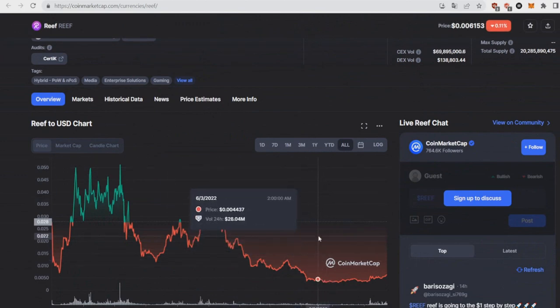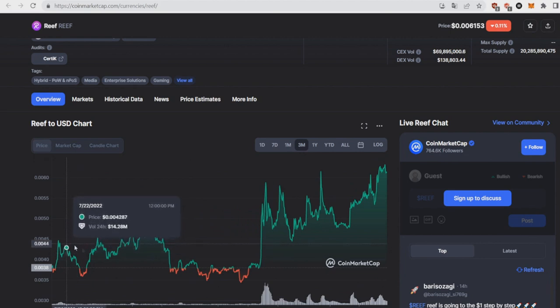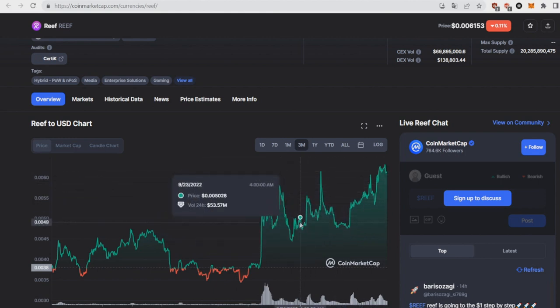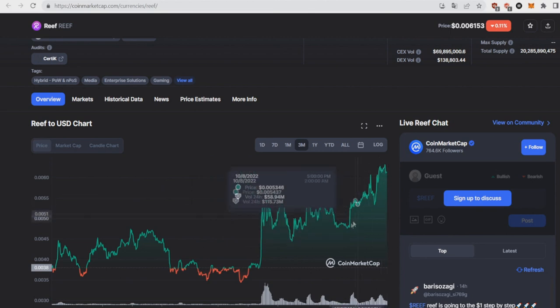And like the other coins that I've been saying, guys, if we take a look at the last 3 months, we can see that it found a stable price here at the bottom of around 0.37 cents, and now it's going on the uptrend. As you can see, the lows are getting higher, the highs are getting higher, guys. So Reef Token is looking bullish.